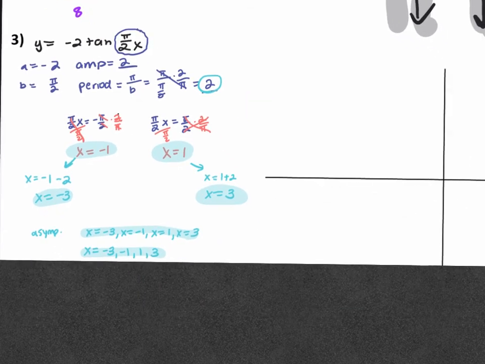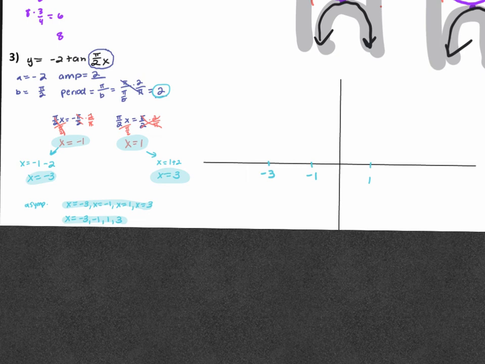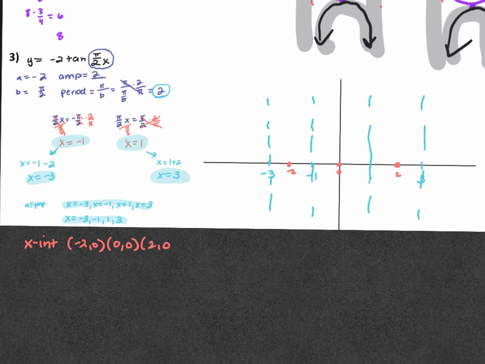Then I go to my graph, -3, -1, 1, and 3. Those are my asymptotes. I find the zeros exactly halfway between. You will also enter those in. Actually it says x-intercepts. So you know to put them in coordinate point form. This is -2, 0, and 2. So it'd be -2, 0, 0, 0, and 2, 0.